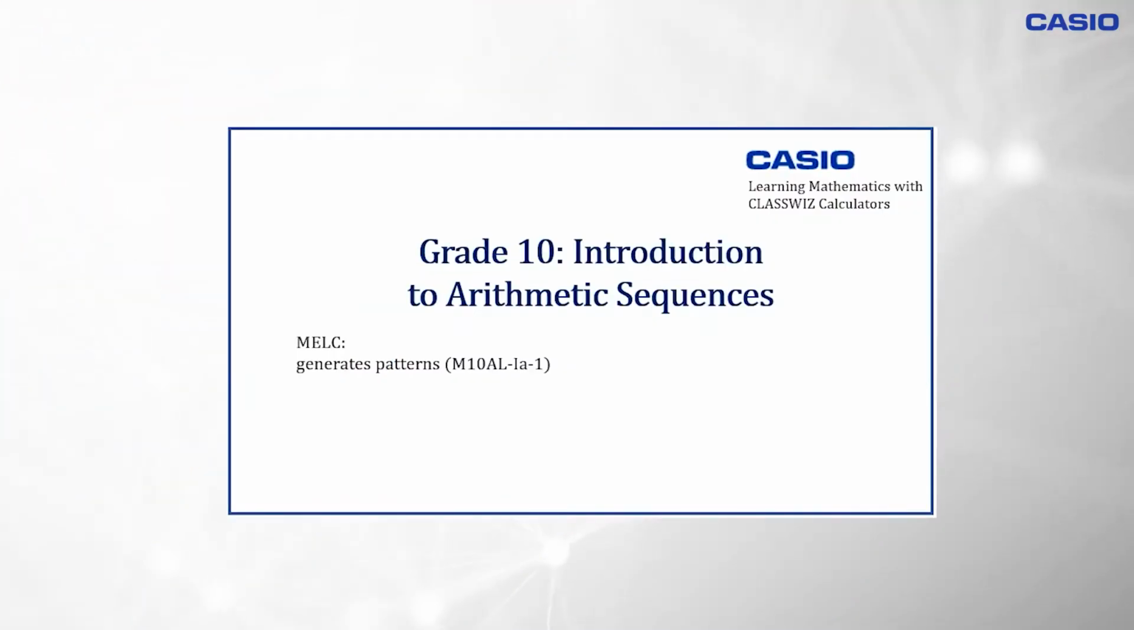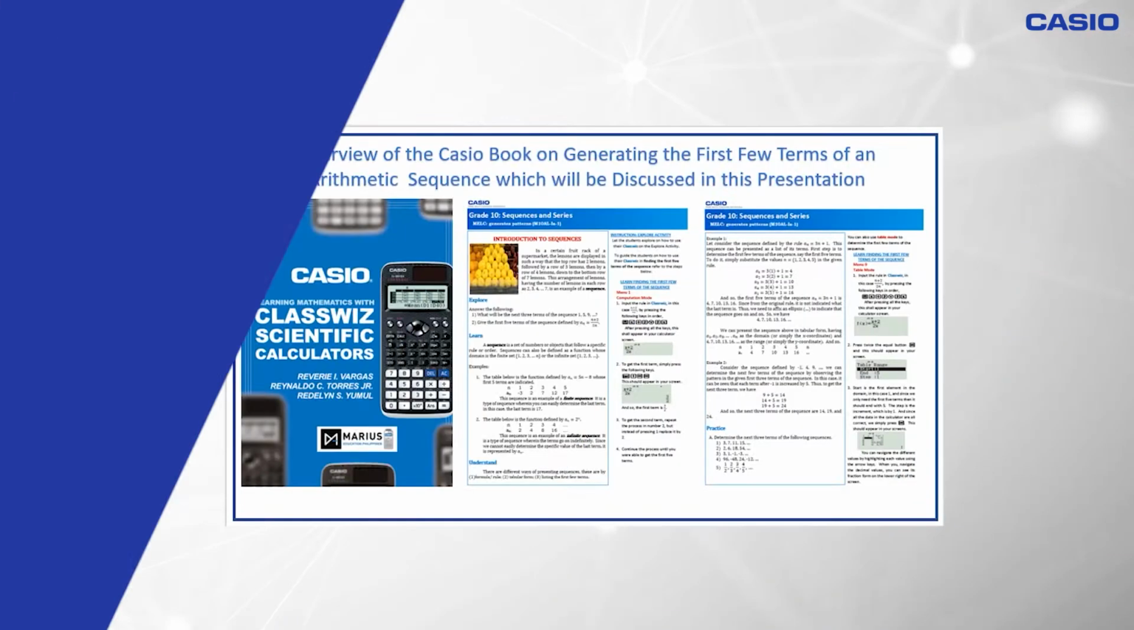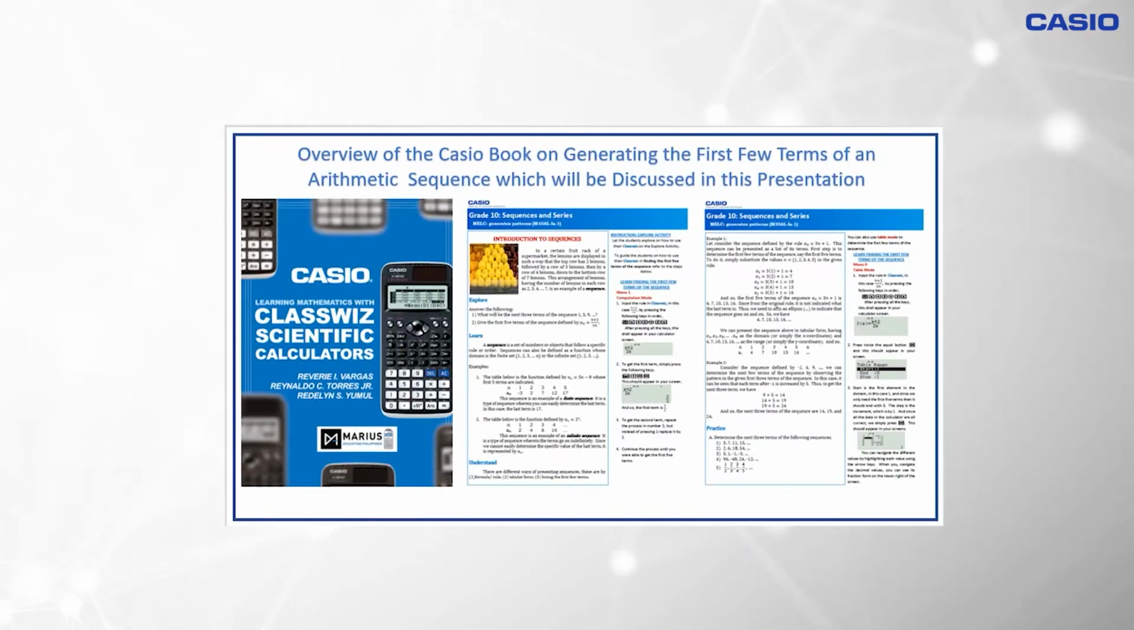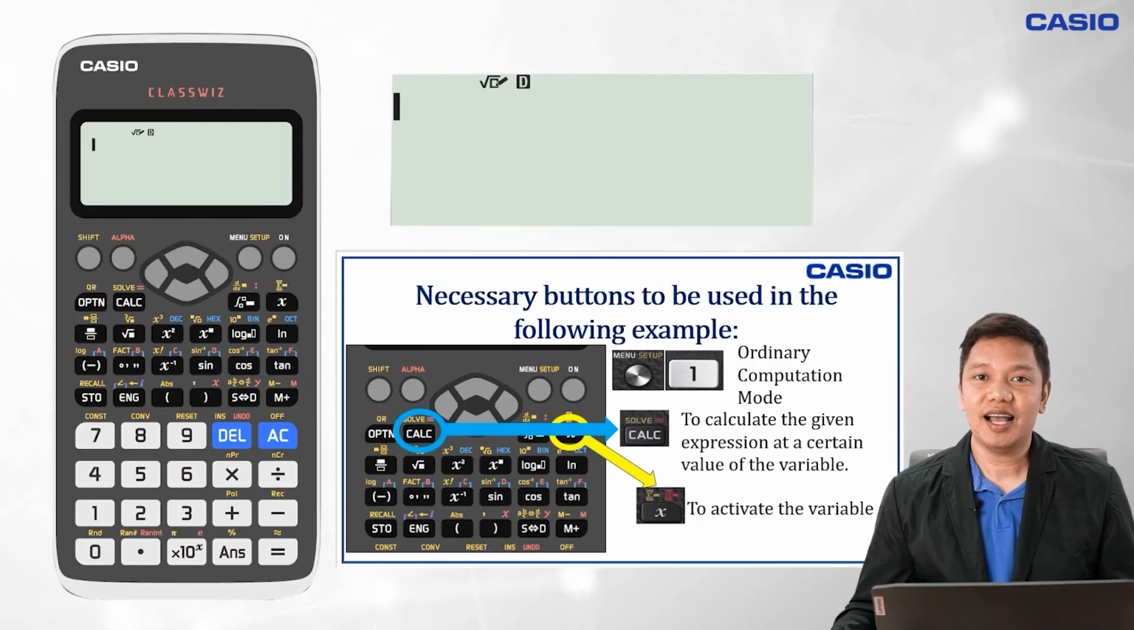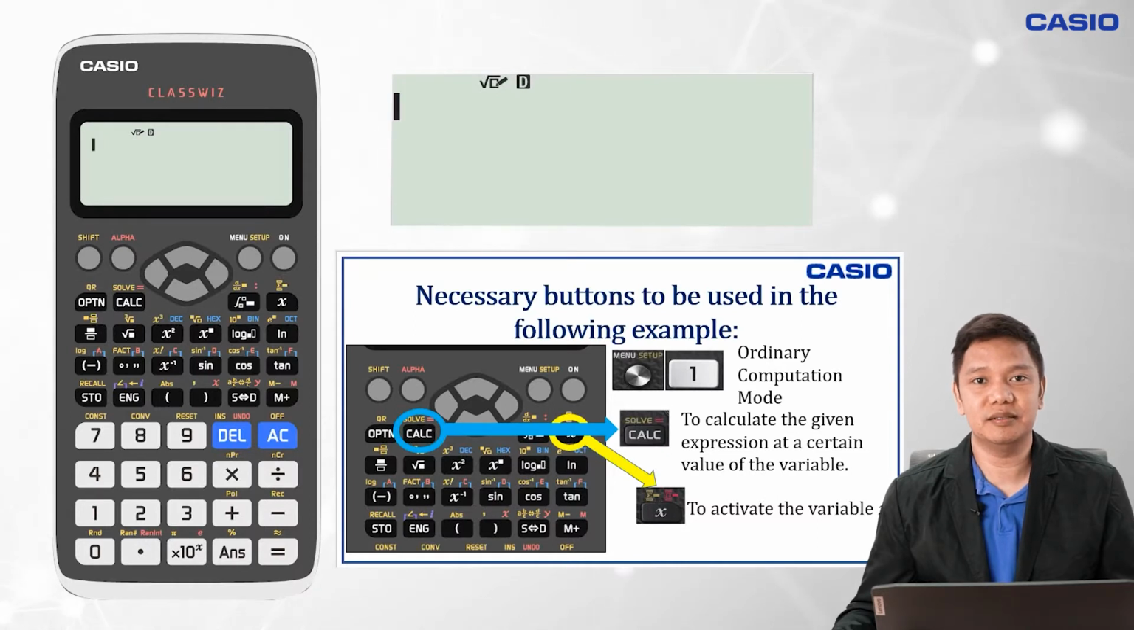In this video, we will explore how we can use the CLASSWIZ calculator in learning and teaching the introduction to arithmetic sequences. The examples and steps to be discussed in this presentation are also indicated in the CASIO book on generating the first few terms of an arithmetic sequence. The CASIO emulator is a great tool for teachers to simulate the process of learning and computation in class. In this lesson, we will be exploring menu 1, which is calculate mode, as we learn and teach generating the first few terms of an arithmetic sequence.